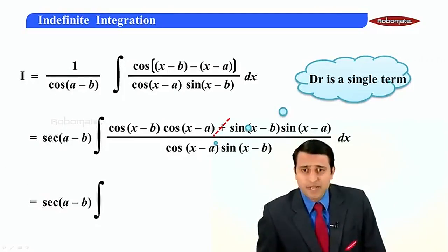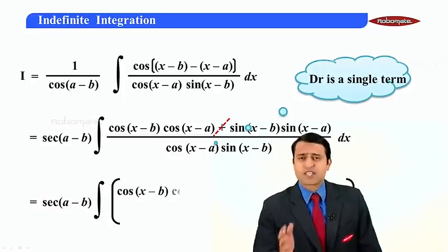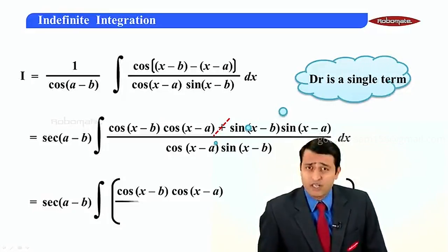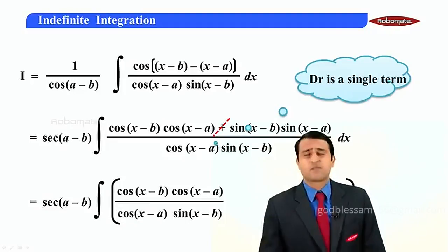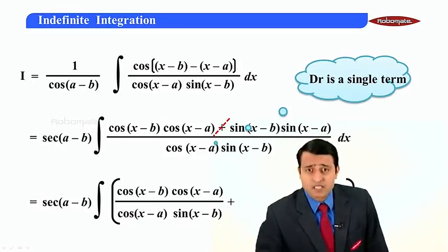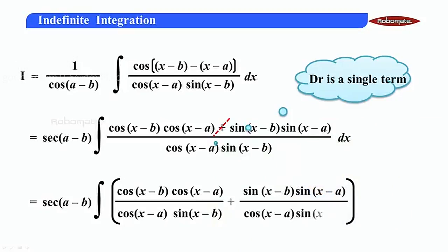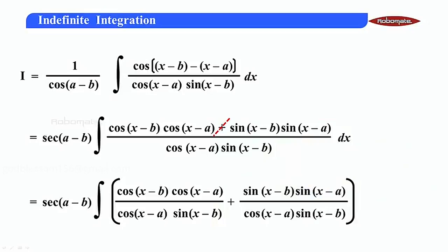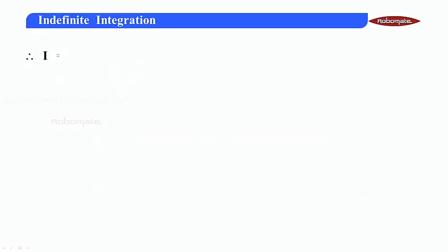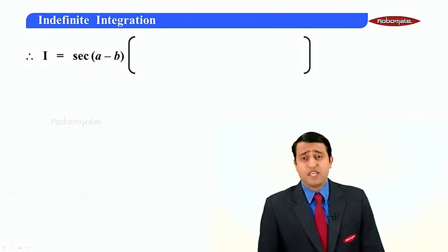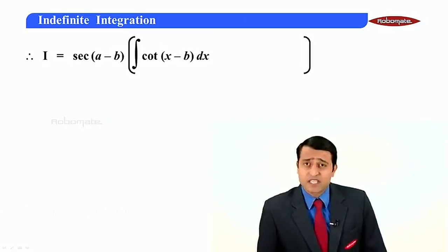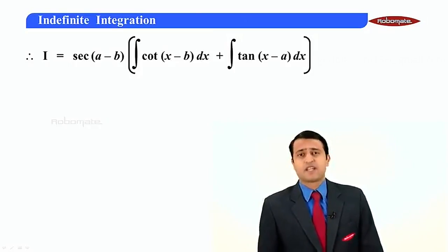And now we will separate to get integral of cos x minus b cos x minus a upon cos of x minus a sin of x minus b. Correct? Plus, now the numerator, sin of x minus b sin of x minus a upon cos x minus a sin x minus b. Now dear students, here what we can see is cos of x minus a gets cancelled in the first set of terms and sin of x minus b gets cancelled in the second set of terms. So therefore, in the next step I can have sec of a minus b integral of cot x minus b dx plus integral of tan x minus a dx.